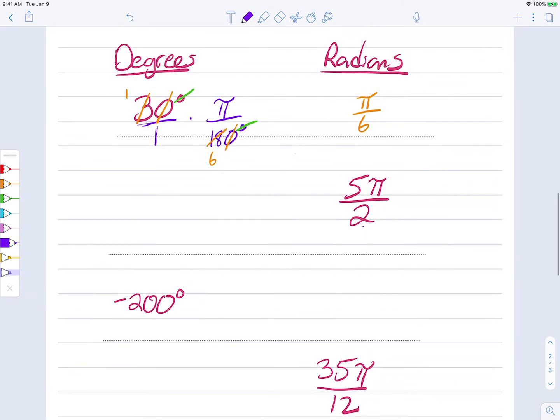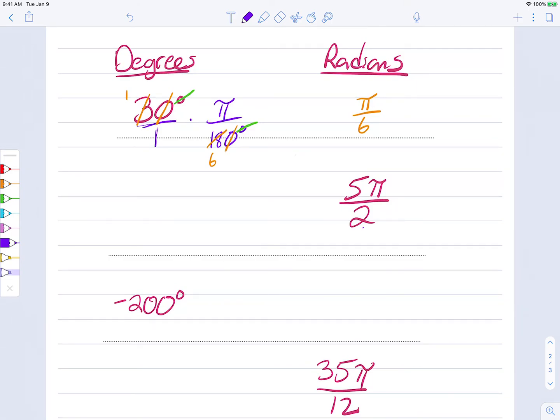Okay, so now we're going to start off with radians. We're going to have 5 pi over 2, and I want to change it into degrees. I'm going to multiply this by 180 over pi. And the reason I know I did it in the right direction is I can reduce the pi's, because I don't want it to be in radians anymore. I now want it to be in degrees.